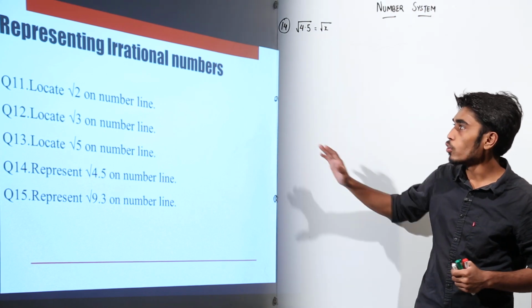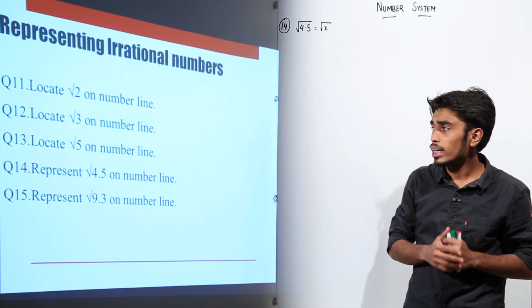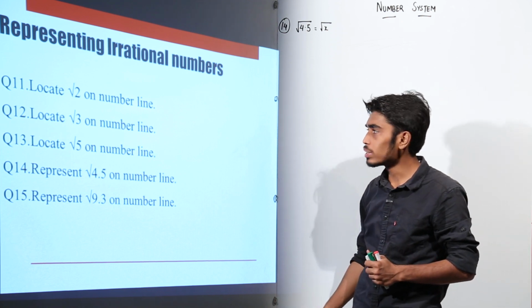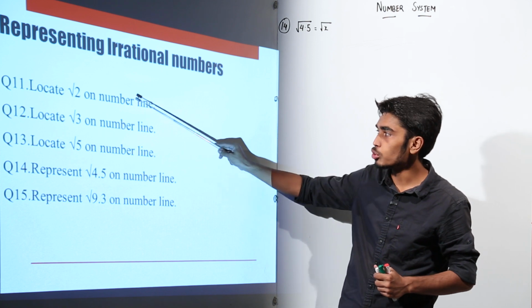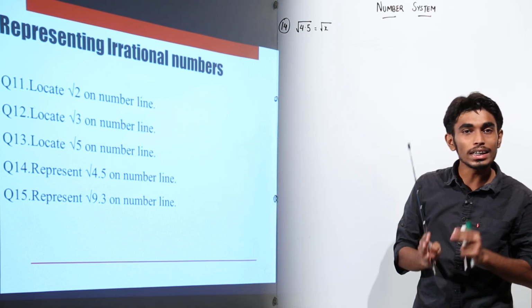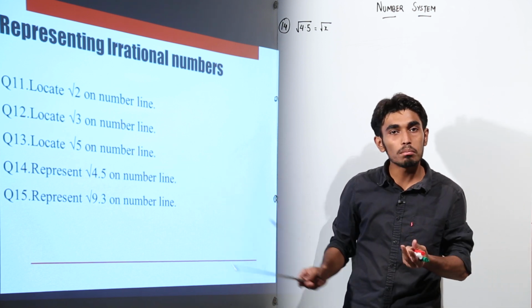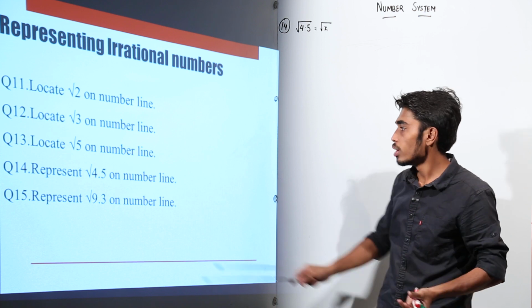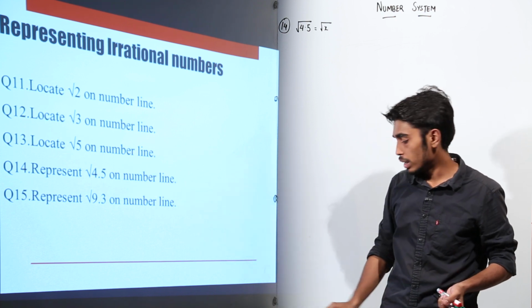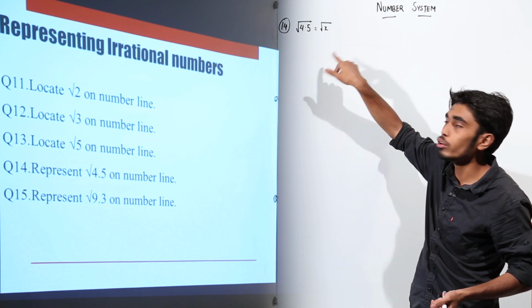Students, we were talking about how to represent irrational numbers on a number line, right? Till now we have talked about how to represent numbers of this form, that is root 2, root 3 or root 5, that is square root of integers on a number line. Now we will be talking about how to represent a number having decimal form and its under root on a number line, right? Let us say for the first case 4.5 or square root of 4.5.